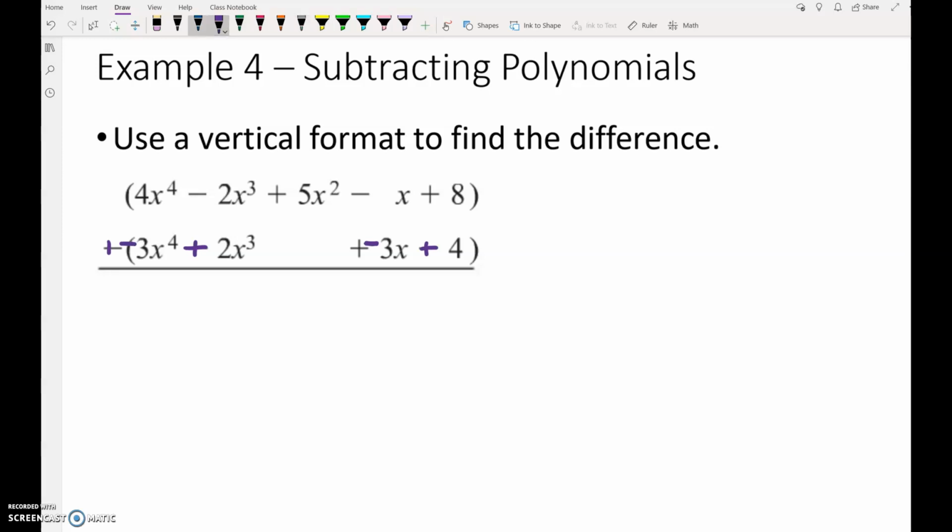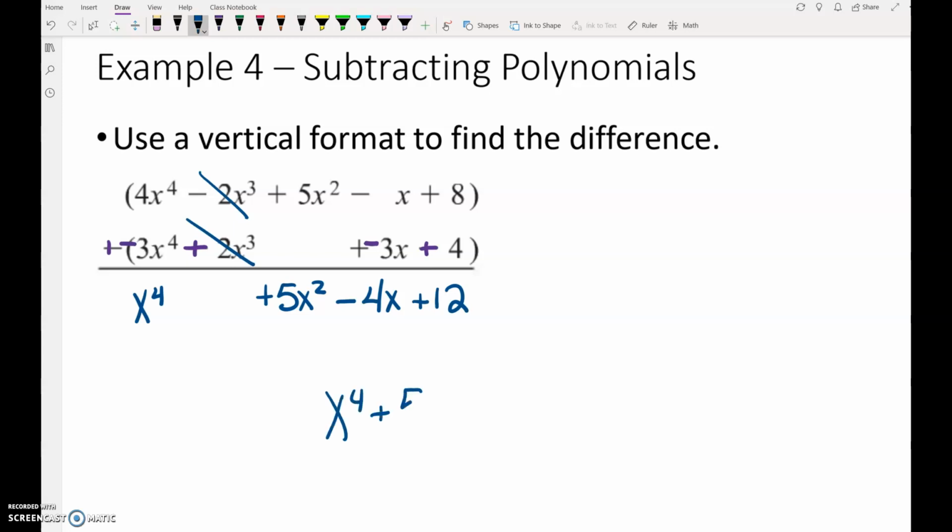Now you can add these vertically. 4x to the fourth plus negative 3x to the fourth is x to the fourth. These two are opposites. They are going to cancel each other. Plus 5x squared minus 4x plus 12. So our answer here is x to the fourth plus 5x squared minus 4x plus 12.